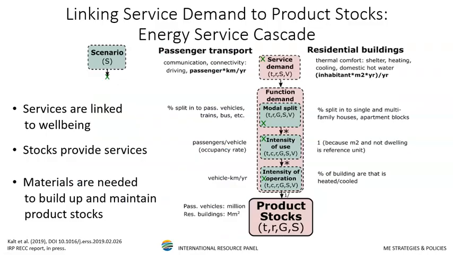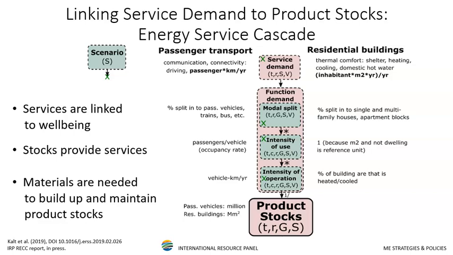So we study the service stock flow nexus by using the energy service cascade. We start with a service demand. Every end-use sector provides a certain service. For example, passenger transport provides passenger kilometers, and residential buildings provide a cooled or heated living space to people. We then can split this service demand into different modes. In passenger transport, we have public transport, we have cars, we have walking, biking. In residential buildings, we have the different building categories, the single-family houses, multi-family houses, residential towers, and so on.